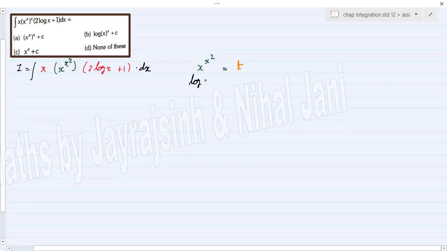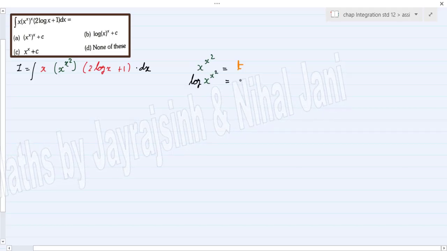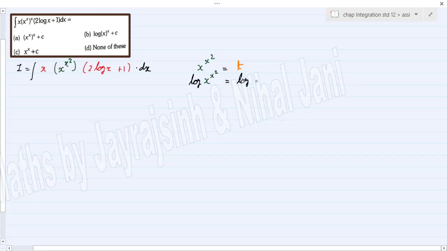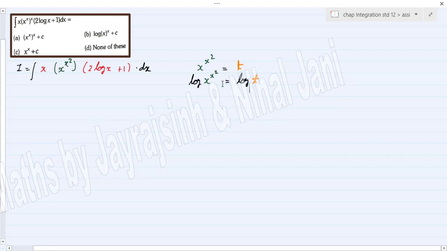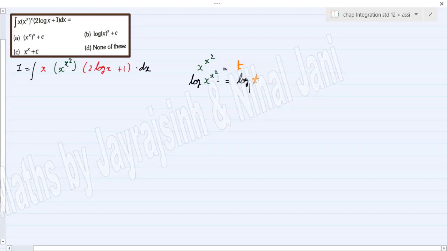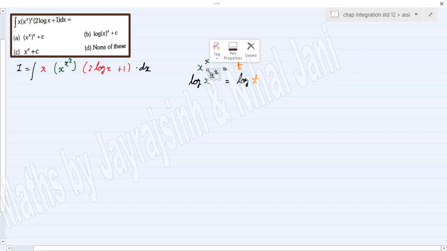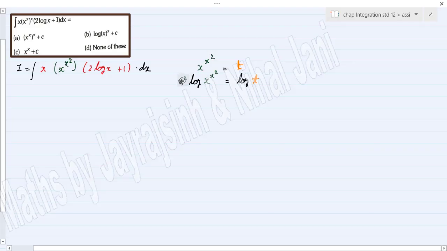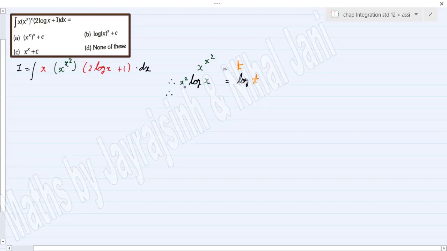So on the left side, we will get log of x raised to x square, and on the right side, we will get log of t. Before we go for differentiation, let's apply the property of log. According to the property, we can take this x square within the multiplication of log. So we will get x square log x is equal to log t. Now we are ready for differentiation.